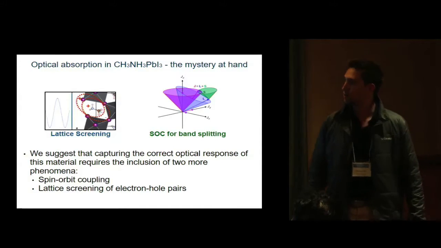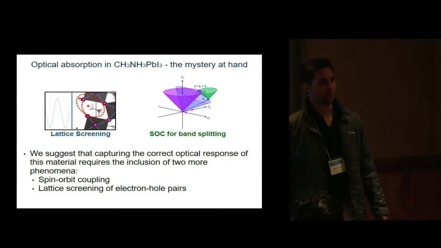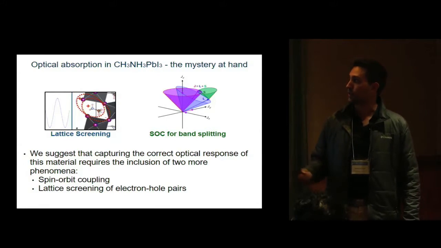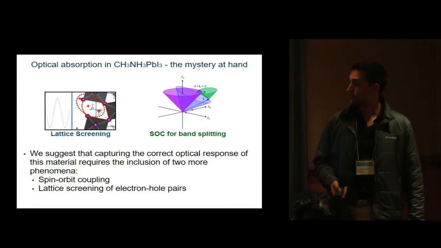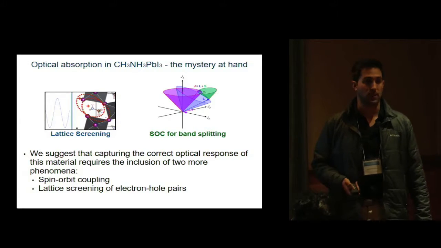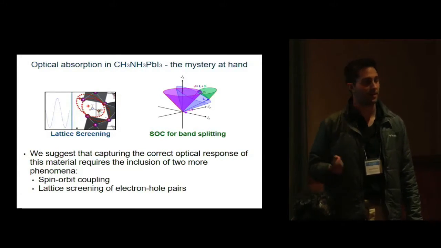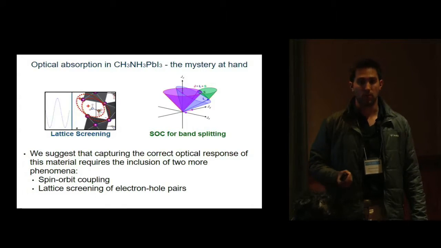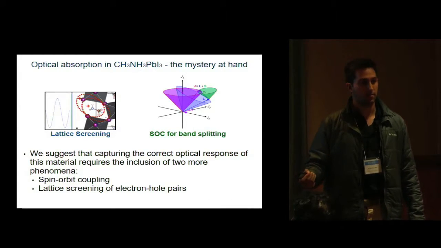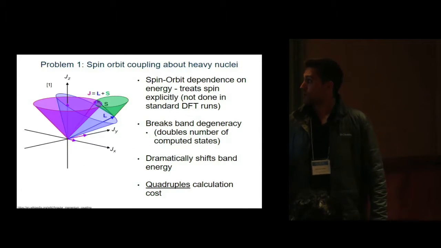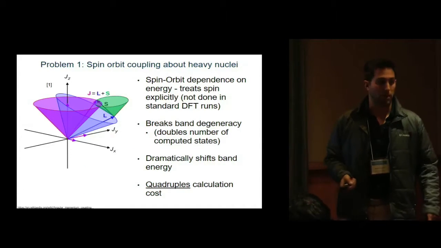So there are two phenomena that we have to treat very explicitly. These are called the spin-orbit coupling in the material, and something called the lattice screening. And the lattice screening is kind of the big topic of this talk, which is the new thing we've added in, which we believe is the way to really understand how these materials work on the optical level.